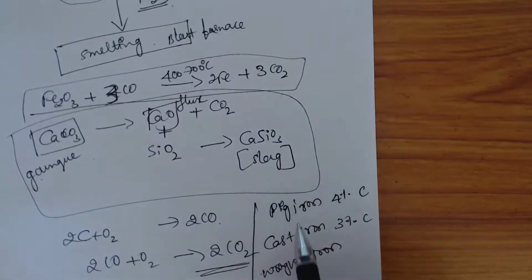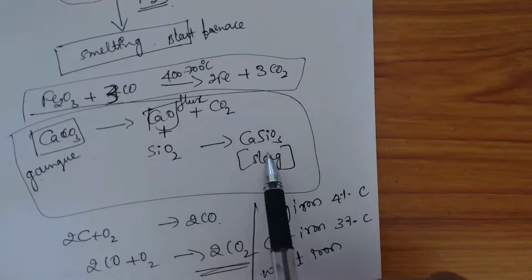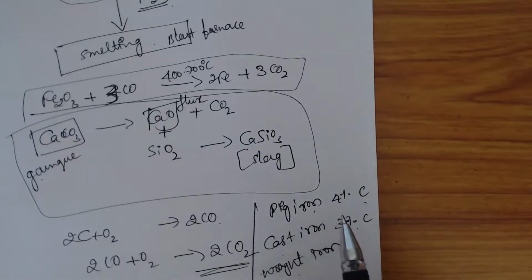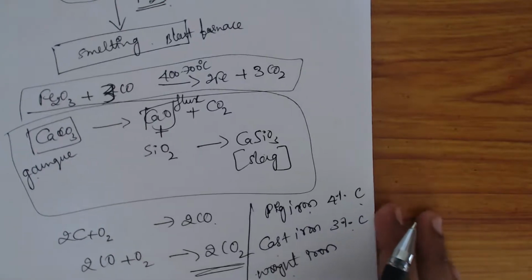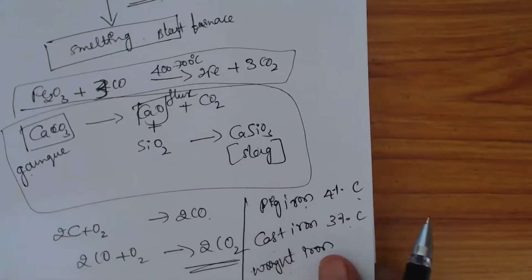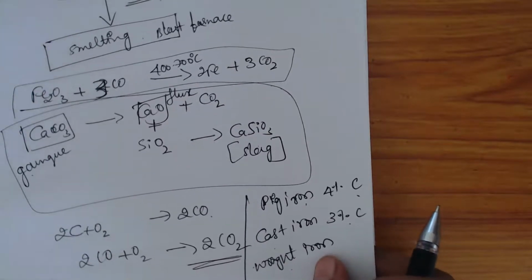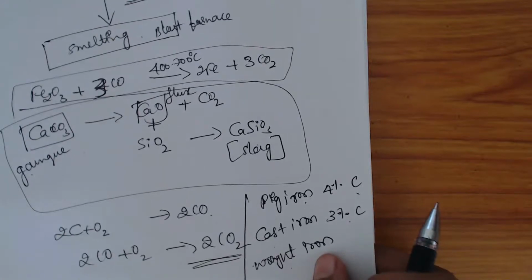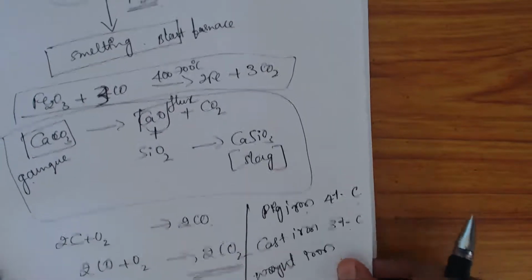So the iron extracted from this blast furnace is pig iron, consists of 4% carbon, and again it is purified. Then it is cast iron with 3% carbon, and then complete removal of carbon takes place. That gives wrought iron, which is used commercially. This purification of iron takes place by the reverberatory furnace method, lined with hematite ore. So this is all about the extraction of iron.